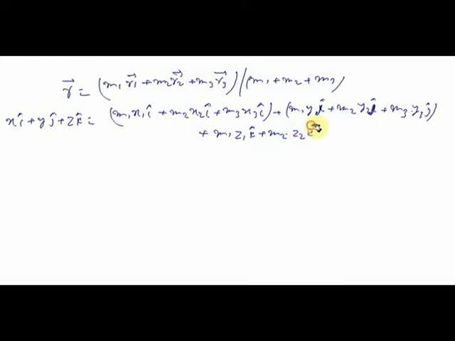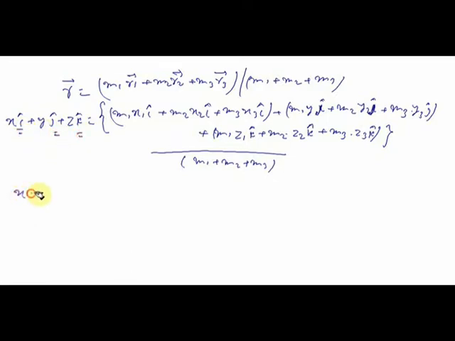m2 into z2k plus m3 into z3k by m1 plus m2 plus m3. So if you equate the coefficient of i, j and k, you will get x is nothing but equal to m1 x1 plus m2 x2 plus m3 x3 by m1 plus m2 plus m3.